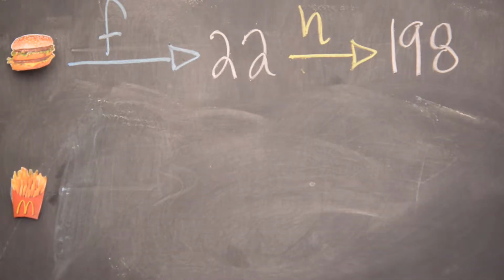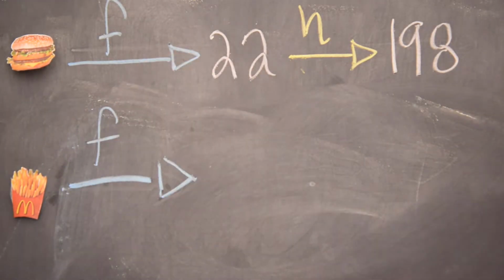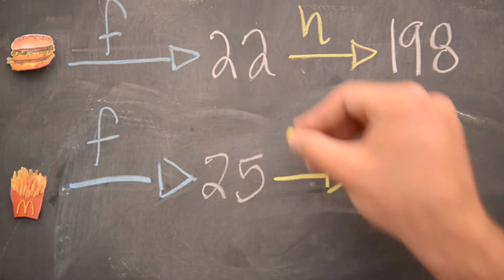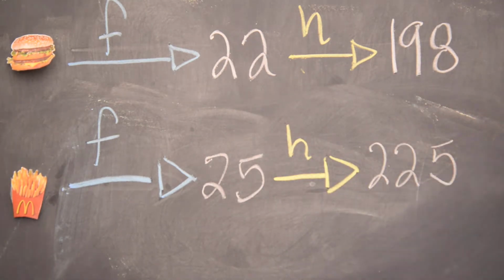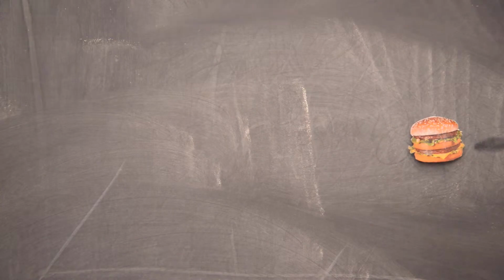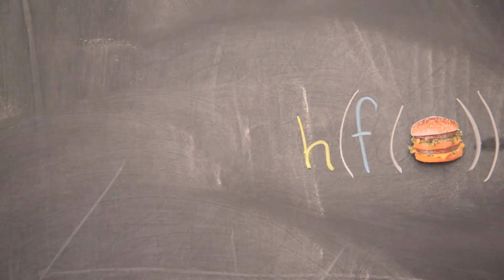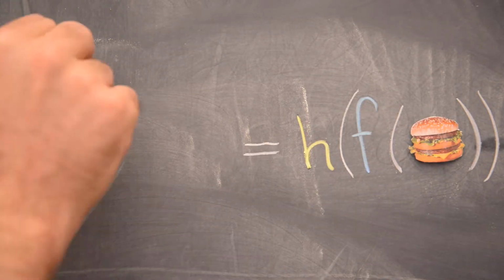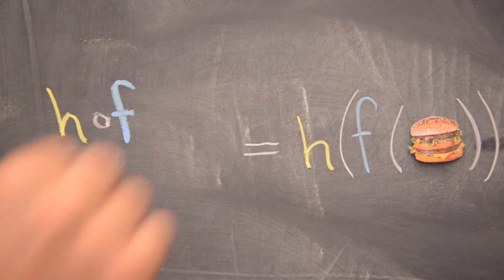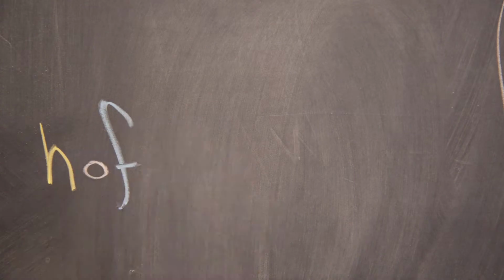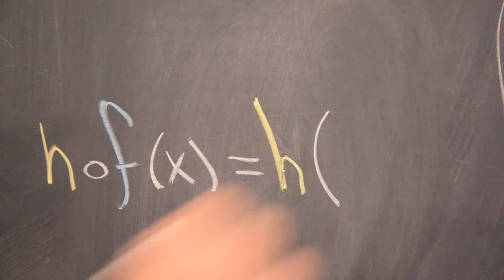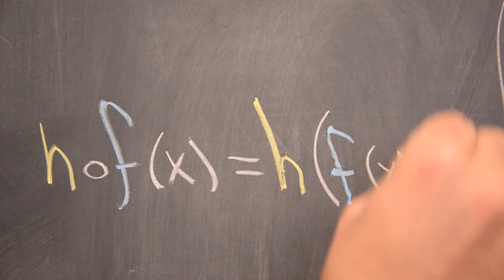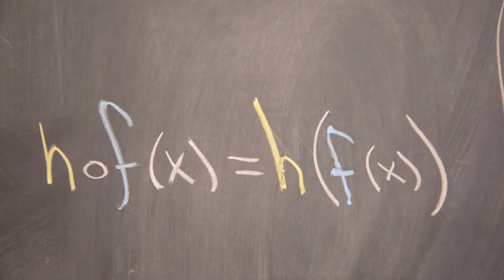We can do the same thing for a large fry. Applying f, we see that there are 25 grams of fat, and then applying h, we see that there are 225 calories from fat. So first, we're applying f, and then we're applying h. It is called function composition, and we write h composed with f of a Big Mac. More generally, we say that h composed with f of x is equal to the output of h when we input f of x into h.